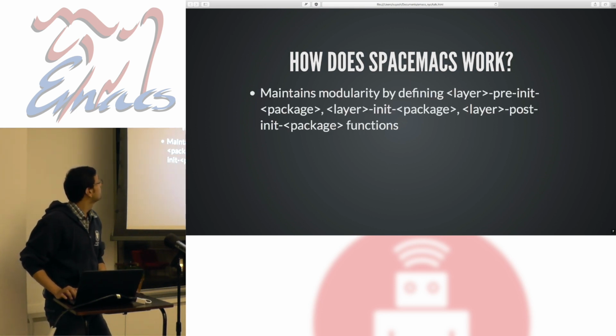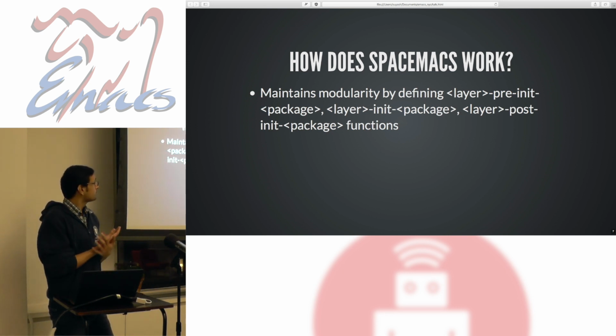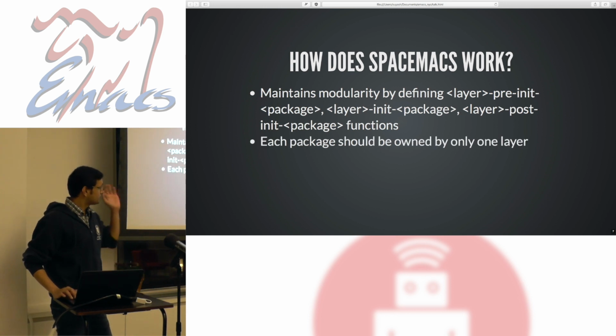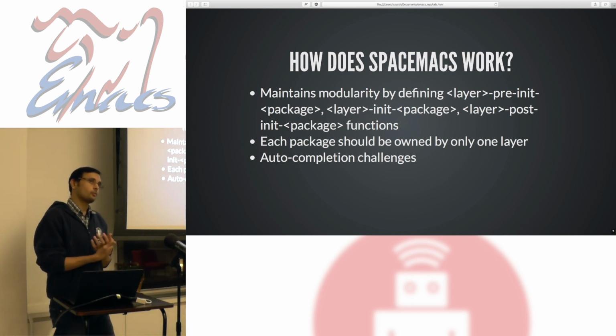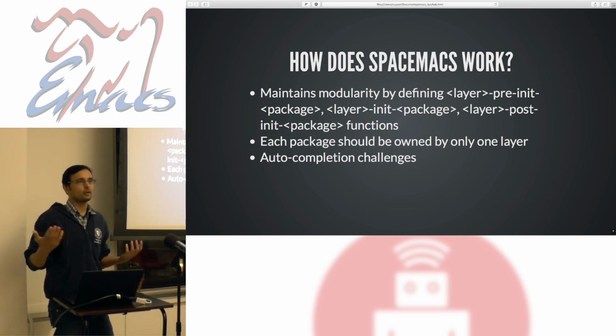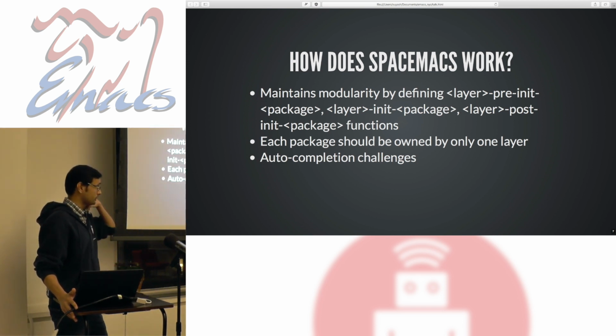So how does it work? It maintains modularity by defining these pre-init, init and post-init functions, and it's easier to understand when we take an example. Auto completion is a special layer, and what makes it special is that you would want auto completion in all the layers. You would want auto completion in Python as well as in C as well as in shell or wherever. Auto completion should be omnipresent if you're used to it.